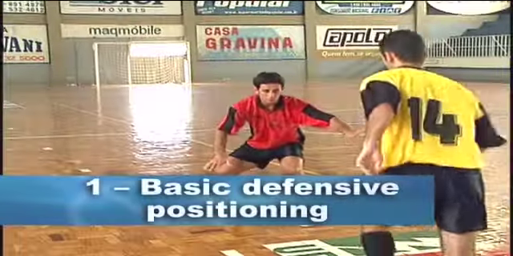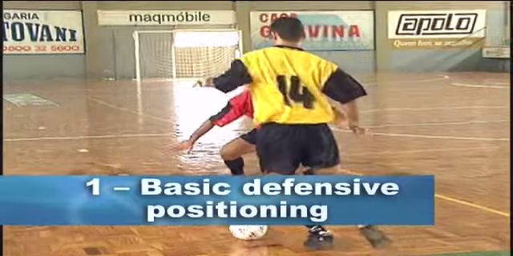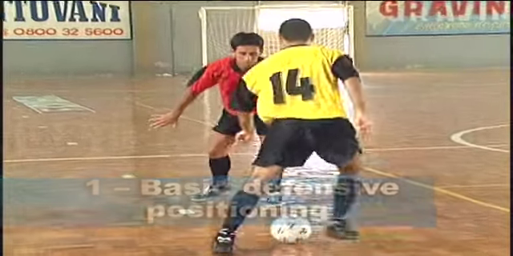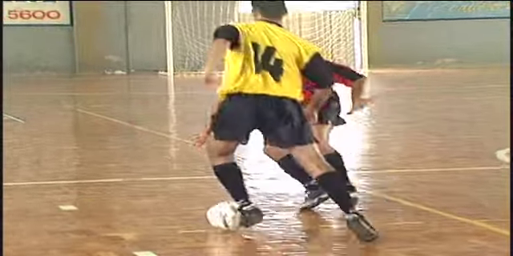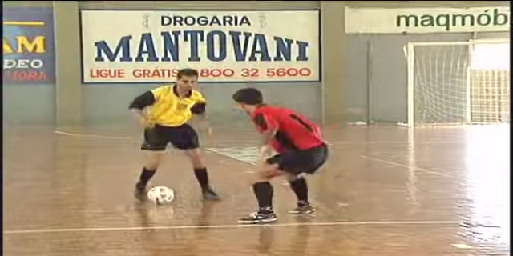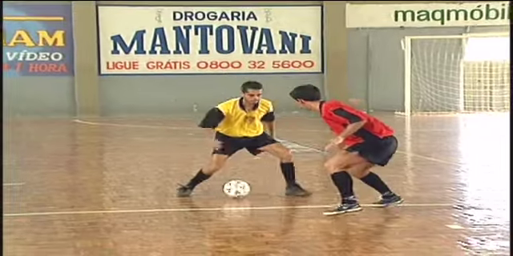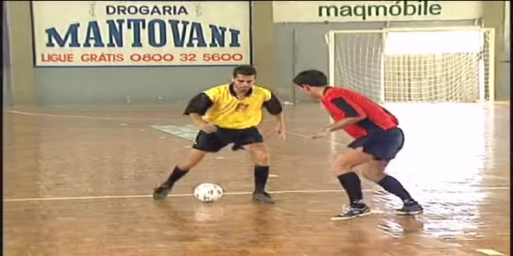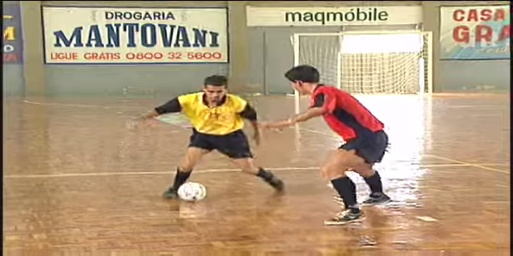3 aspects should be considered for this type of coverage. 1. Basic defensive positioning. The player should always keep his legs bent, his upper body slightly inclined forward, his legs slightly spread, and avoid crossing his legs when moving sideways.